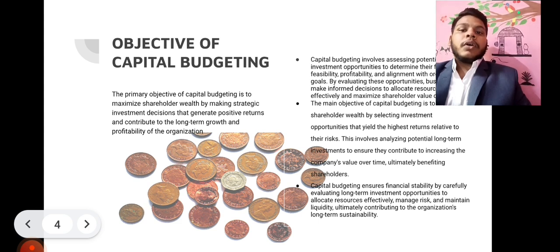The main objective of capital budgeting is to maximize shareholder wealth by selecting investment opportunities that yield higher returns relative to their risk. This involves analyzing potential long-term investments to ensure they contribute to increasing the company's value over time, ultimately benefiting shareholders. Capital budgeting ensures financial sustainability by carefully evaluating long-term investment opportunities to allocate resources efficiently, managing risk, maintaining liquidity, and ultimately contributing to the organization's long-term sustainability.